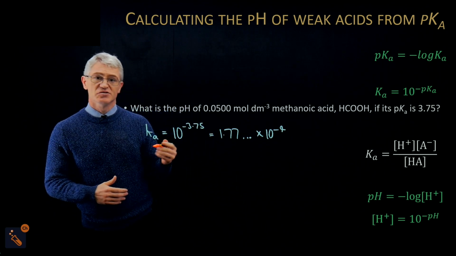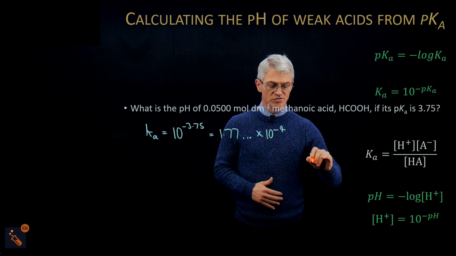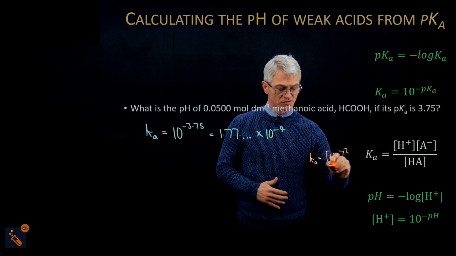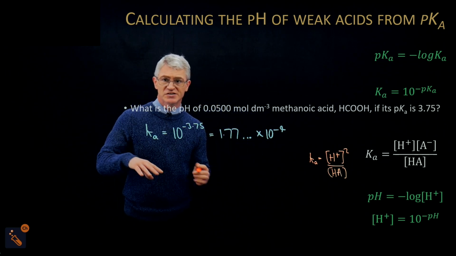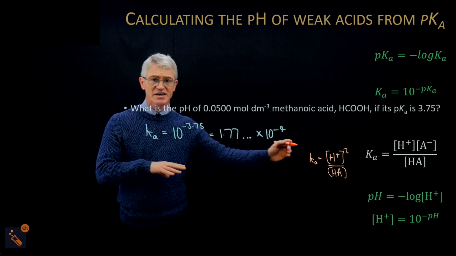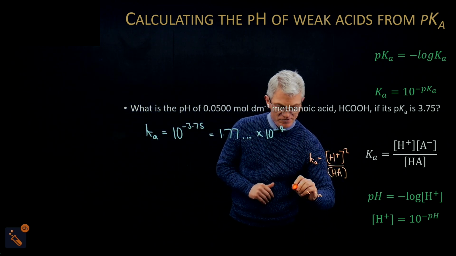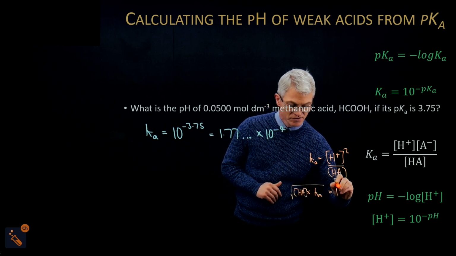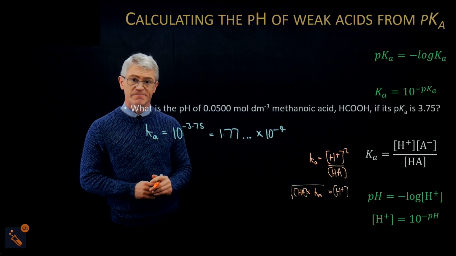We're now going to use this equation. Remember, that is shortened to Ka equals H plus squared over HA, because of our assumptions. So we can just square it, and then we rearrange that. If we rearrange that, it's Ka times HA, and that's a square root, and that's H plus. And we can work out our H plus from there.